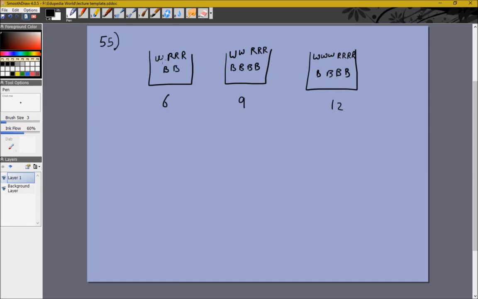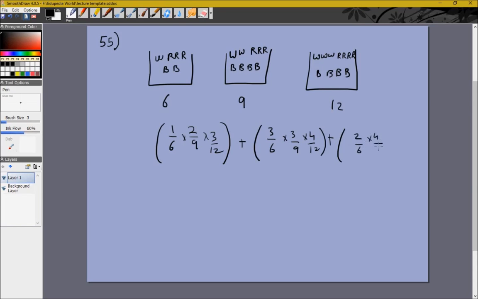Right. So there is only one white, so 1 by 6 are the chances this has a white ball, into 2 by 9 are the chances this gives a white ball, into 3 by 12 the chances this gives a white ball. This is the chance that all 3 will be white, plus the chance all 3 will be red, that will be 3 by 6 into 3 by 9 into 4 by 12, plus the chance that all 3 will be black, 2 by 6 into 4 by 9 into 5 by 12.